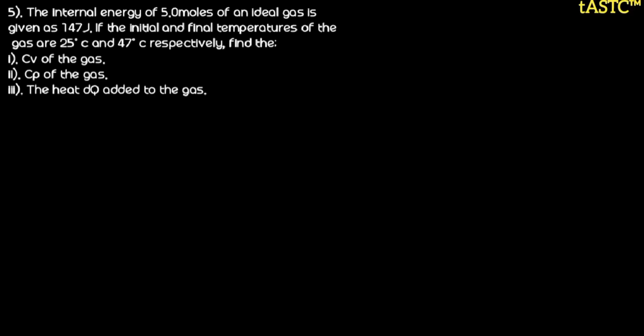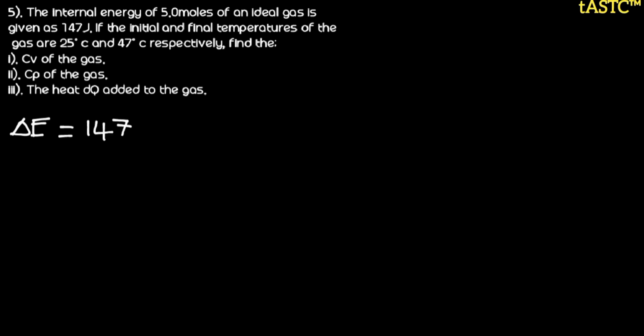Now the fifth question says, the internal energy of 5.0 moles of an ideal gas is 147 joules. If the initial and final temperatures for the gas are 25 degrees Celsius and 47 degrees Celsius respectively, then we should find what C sub V is and what C sub P is. So the internal energy, dE, that is equal to, so I need to write it this way.